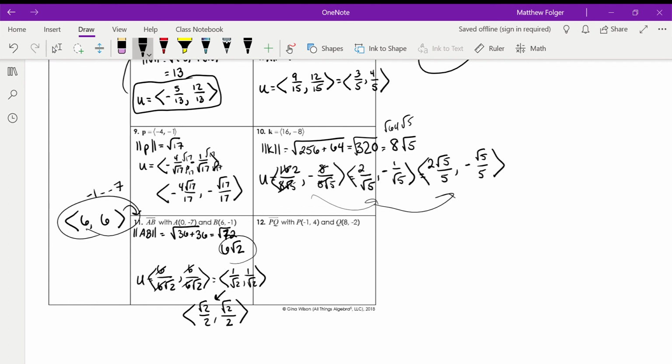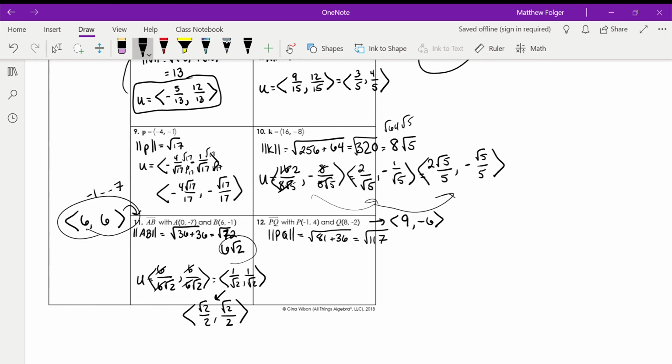And then number 12 is the same idea. Number 12, put it in component form first. So 8 minus negative 1 is 9. Negative 2 minus 4 is negative 6. So just like we did in the previous notes, you can just subtract the a's and subtract the b's, put it into that component form, and now we just find the magnitude of PQ. Square root of 81 plus 36. This one's going to be a little bit ugly, just because 117, believe it or not, does break down.